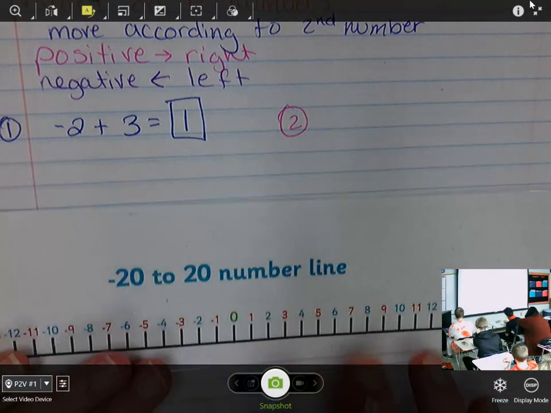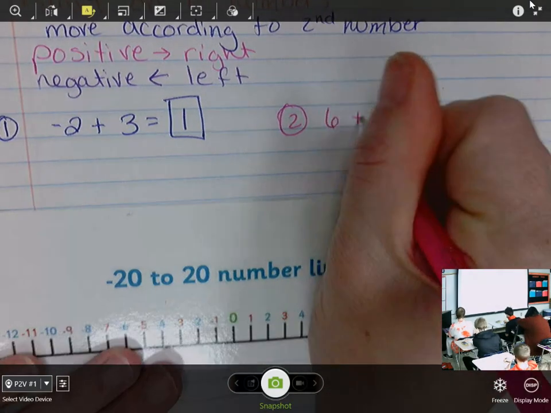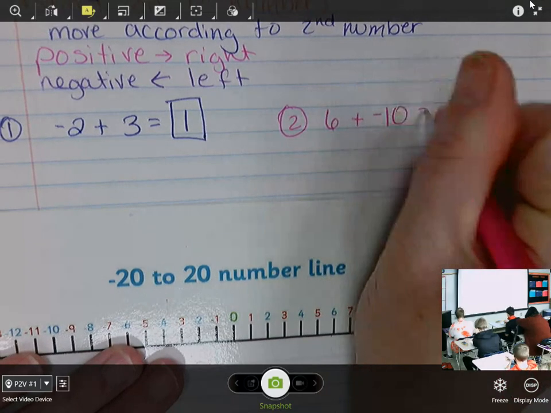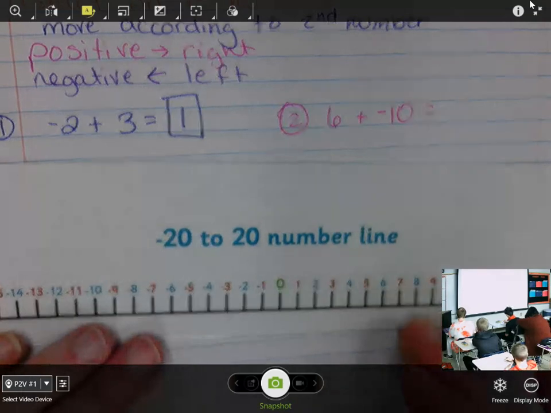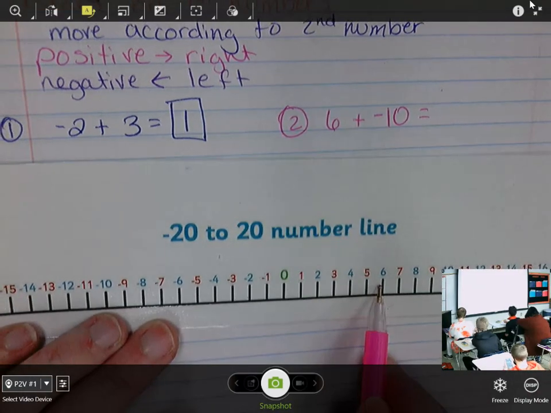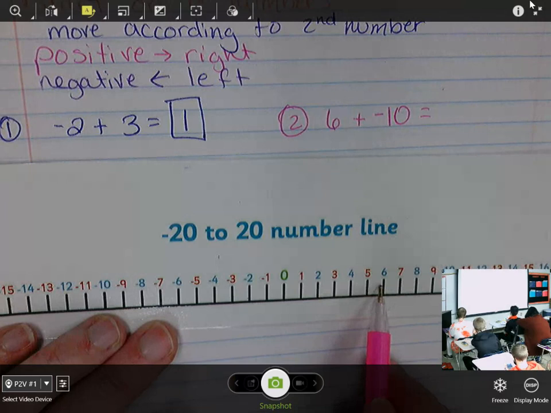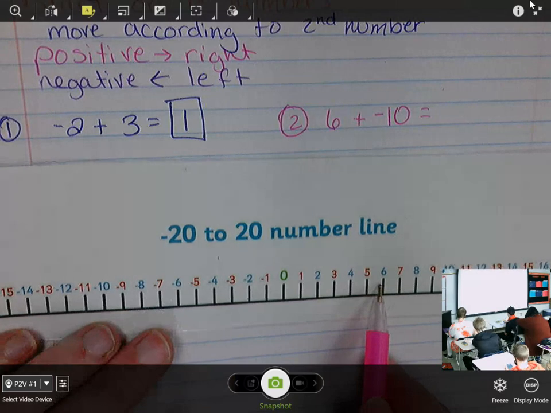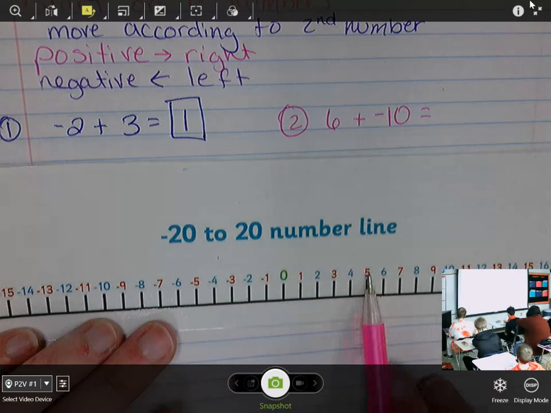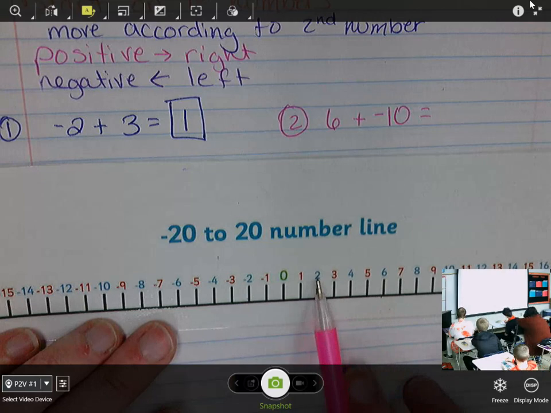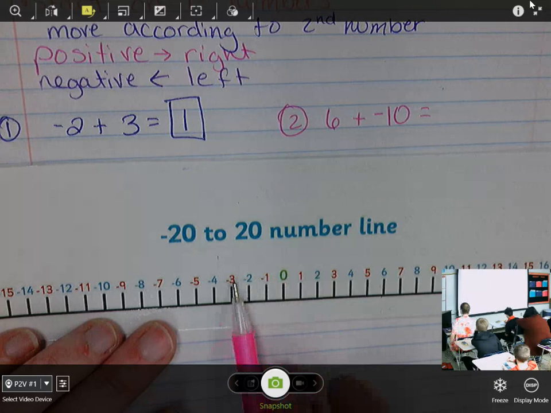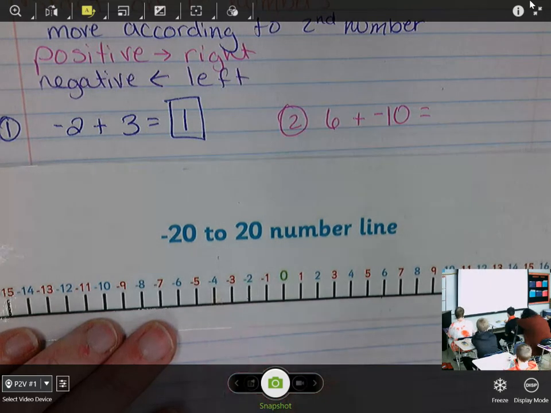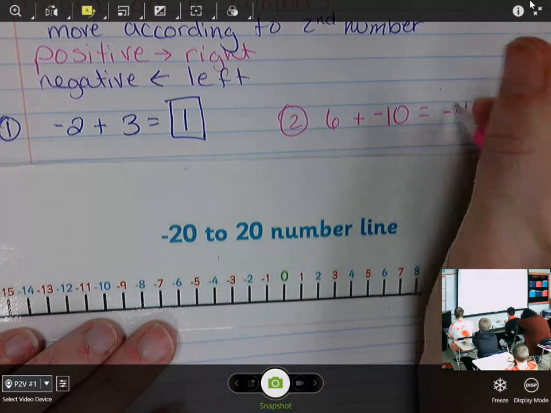I want you to do 6 plus -10. That's 4. So you start at the 6, right here at +6. And since it's a -10, you go to the left 10. So let's count. 1, 2, 3, 4, 5, 6, 7, 8, 9, 10. So I'm at -4. Your answer would be -4.